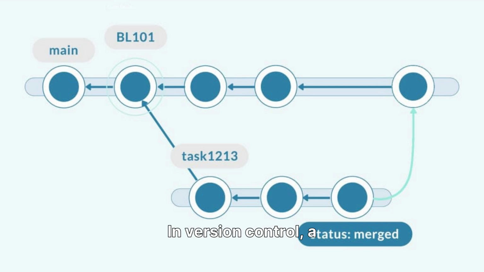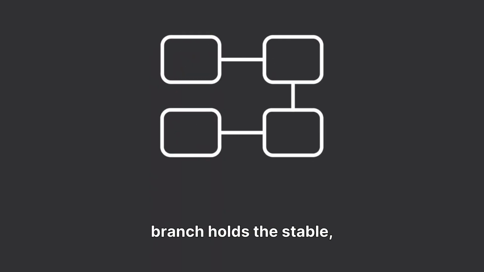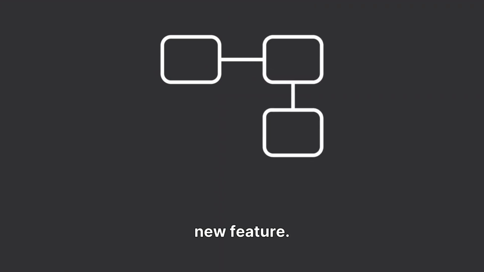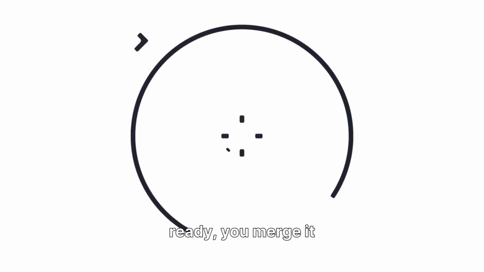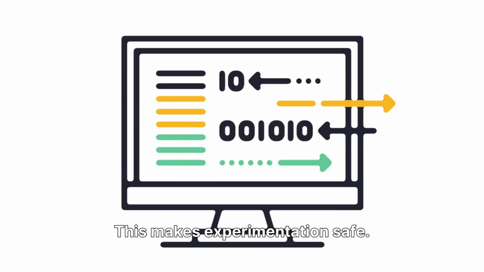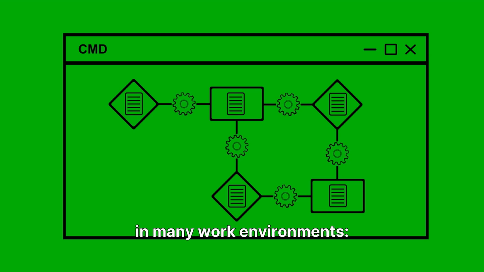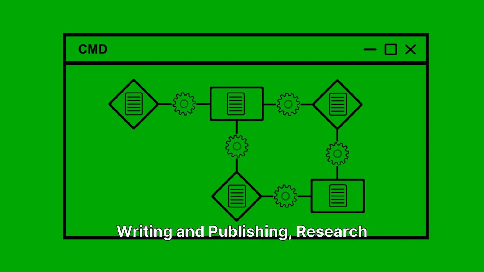In version control, a branch is like a parallel world where you can try new ideas without changing the main version of the project. For example, the main branch holds the stable, working version. A feature branch allows you to develop a new feature. A bug fix branch lets you fix an issue without interrupting others. Once your work is ready, you merge it back into the main branch. This makes experimentation safe.